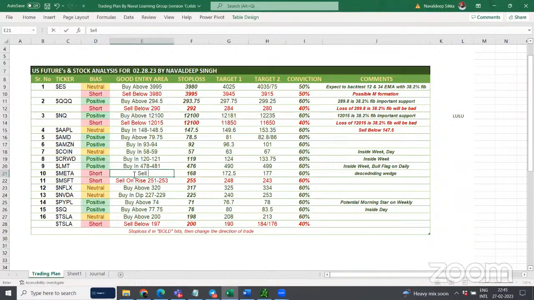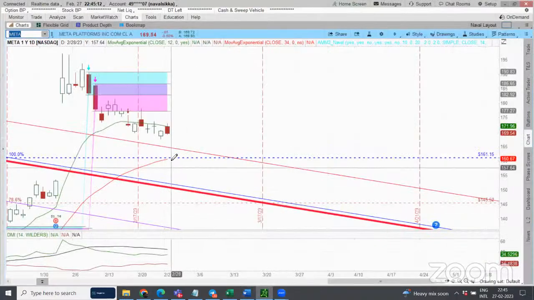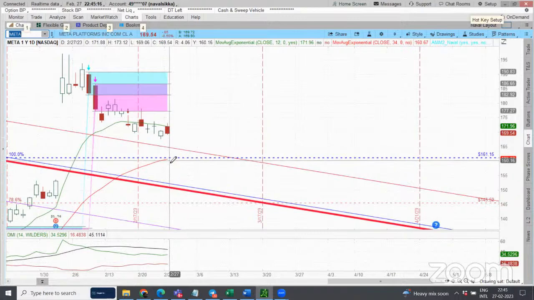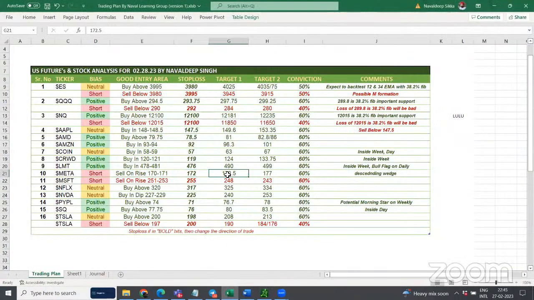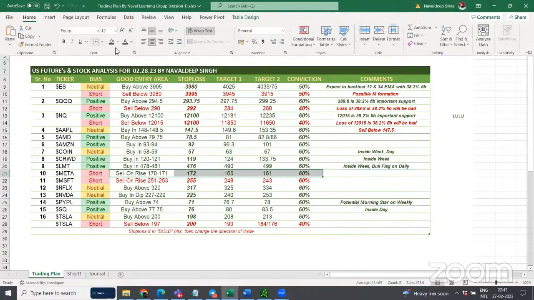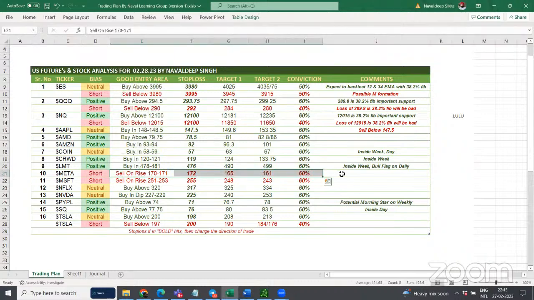I would do a sell on rise, 170, 171. Stop loss is 172. And my targets will be first 165 and 161. So my Meta is still sell on rise. I would change it if it crosses, so buy above 172, if it holds at least 30 minutes above 172.